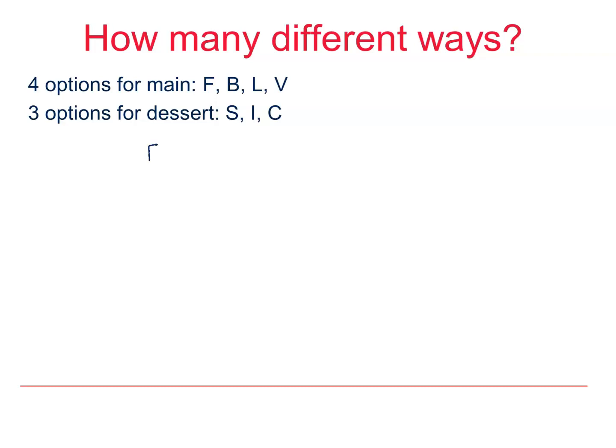Now, if I have F first, I can follow it with S, or with I, or with C. Similarly, if I have B first, I can follow it with S, or with I, or with C, and so on. So that's 4 different first courses, and for each one, there are 3 different desserts. So that's 4 times 3, which is 12 different meals.